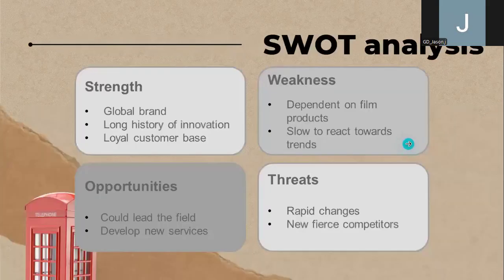And then the SWOT analysis. For strengths, Kodak has a strong global brand with a long history of innovation in photography and a loyal customer base. But it also has some weaknesses. They were too dependent on film products and had a slow reaction to the digital revolution. Internal resistance to change also caused delays. The opportunities are that they could have led the digital photography space or developed new services like photo sharing apps and cloud storage. But they also faced threats: rapid technology changes and new competitors offering digital solutions threatened Kodak's market share.